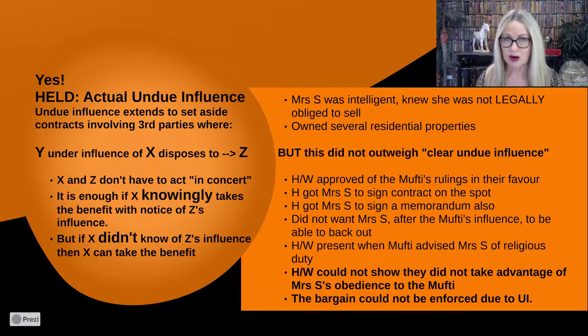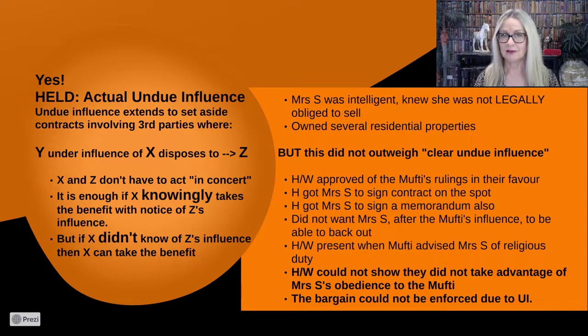So the husband and wife were present when the Mufti gave all of this spiritual advice, and in fact the Mufti signed as witness to the parties' signatures on the contract. So given all of that circumstance, it was very clear that the husband and wife could not show that they did not take advantage of her obedience to the Mufti. And there was a case of actual undue influence. And you had Sadiq, as you can see over on the left-hand side there, Sadiq is Y. Sadiq, under the influence of the Mufti X, disposes to Z, being the husband and wife.